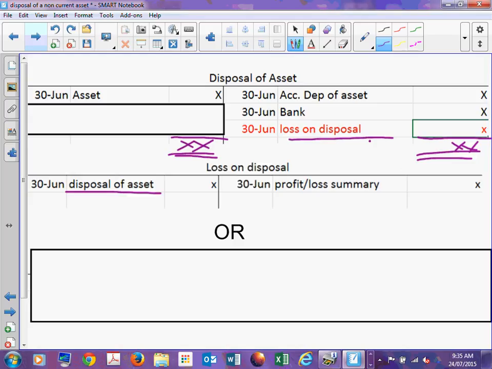Loss on disposal, you told me, was an expense account. So what would we do with that at the end of the reporting period? Close it to profit and loss summary, just like we do any other expense account.